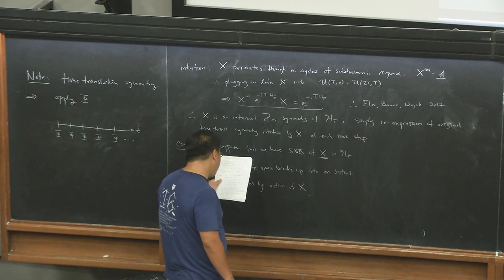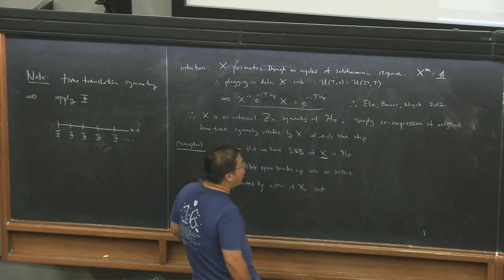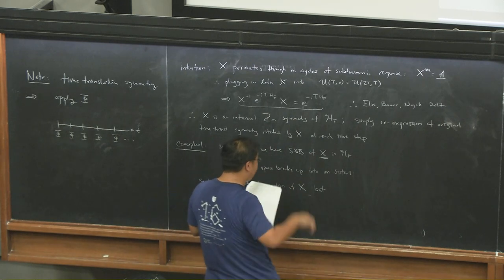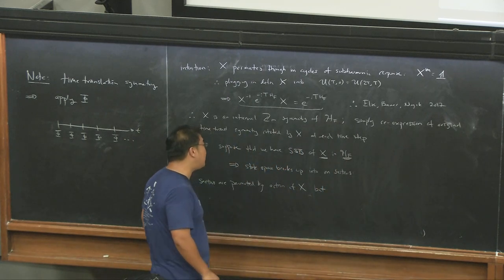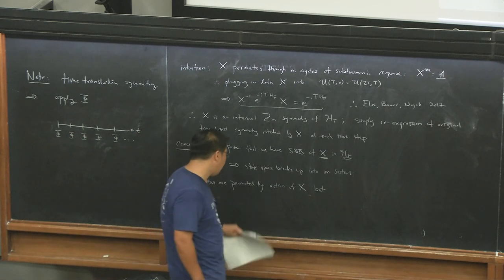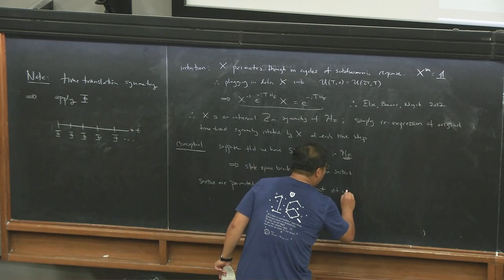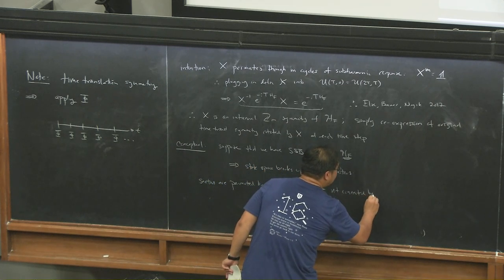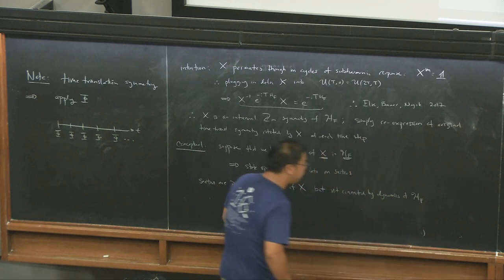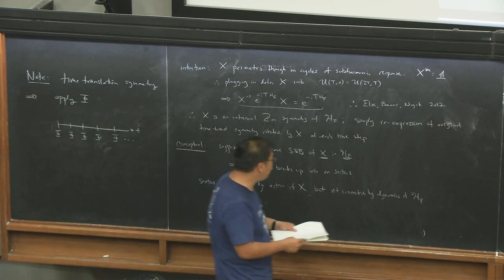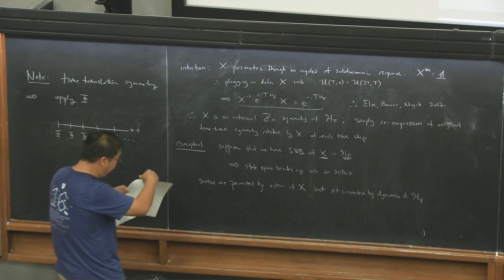So the sectors are permuted by the action of x, but crucially, as we've already thought about many times in the context of spontaneous symmetry breaking, where the parent Hamiltonian has a larger symmetry than the state space, the sectors are permuted by the action of x, but are not connected otherwise by the dynamics of HF.